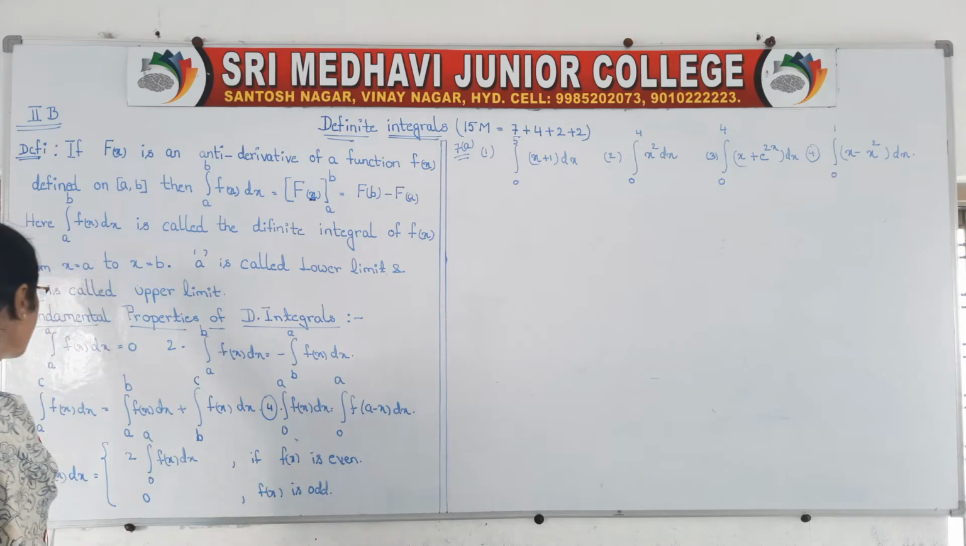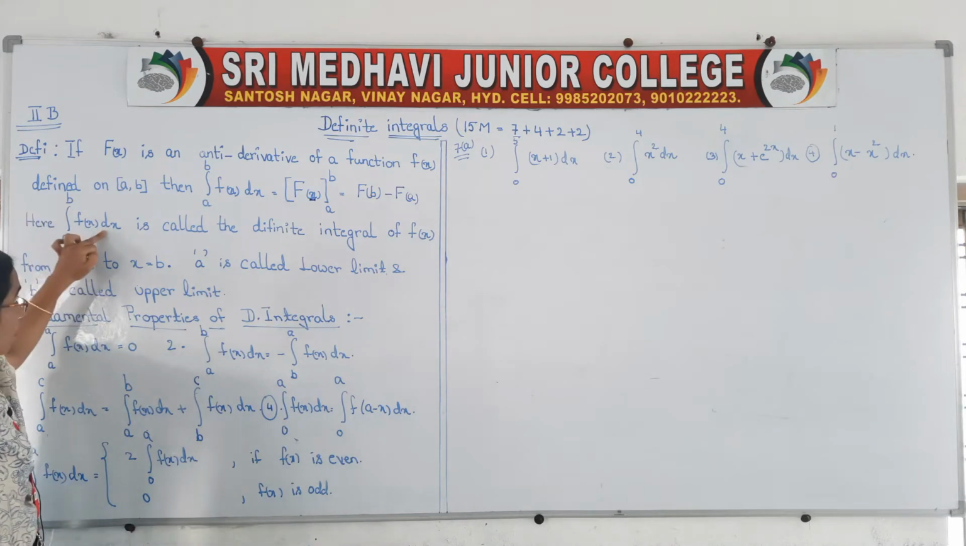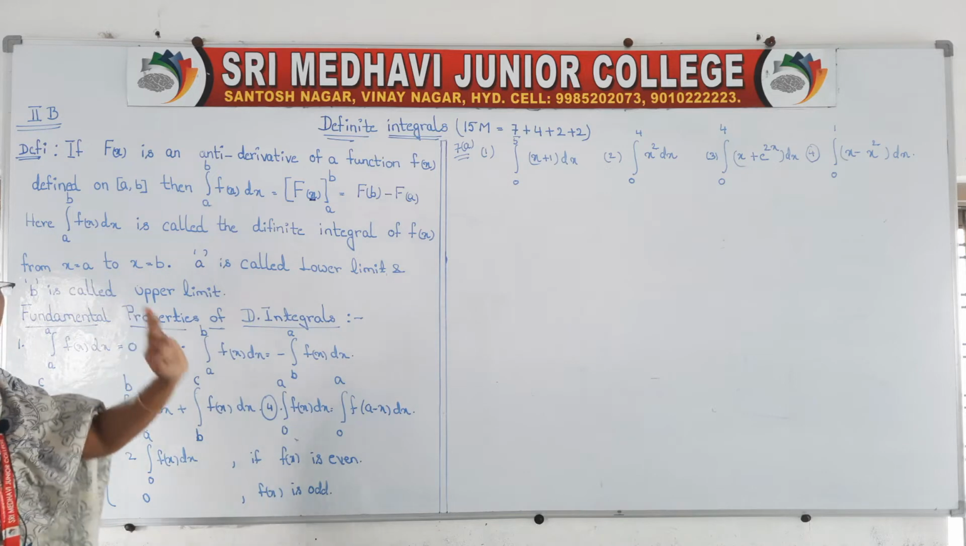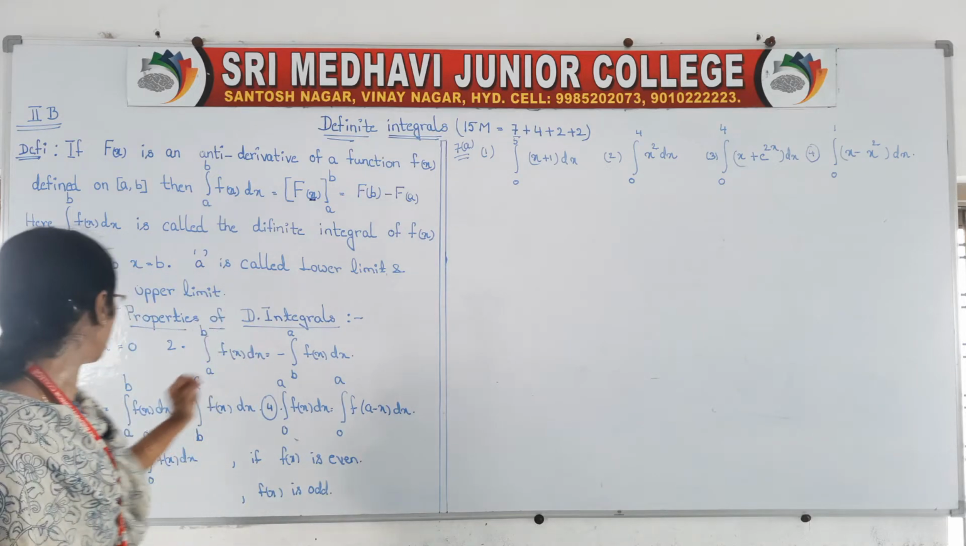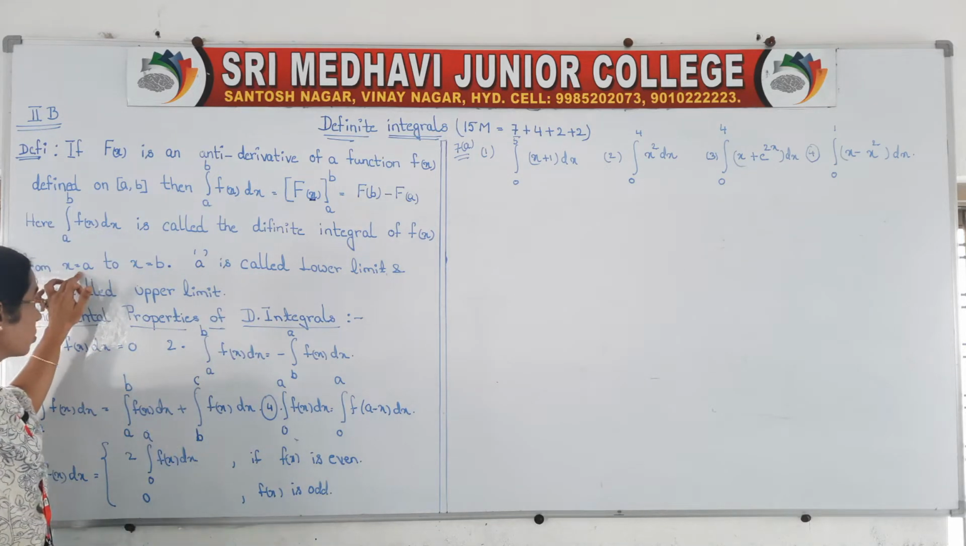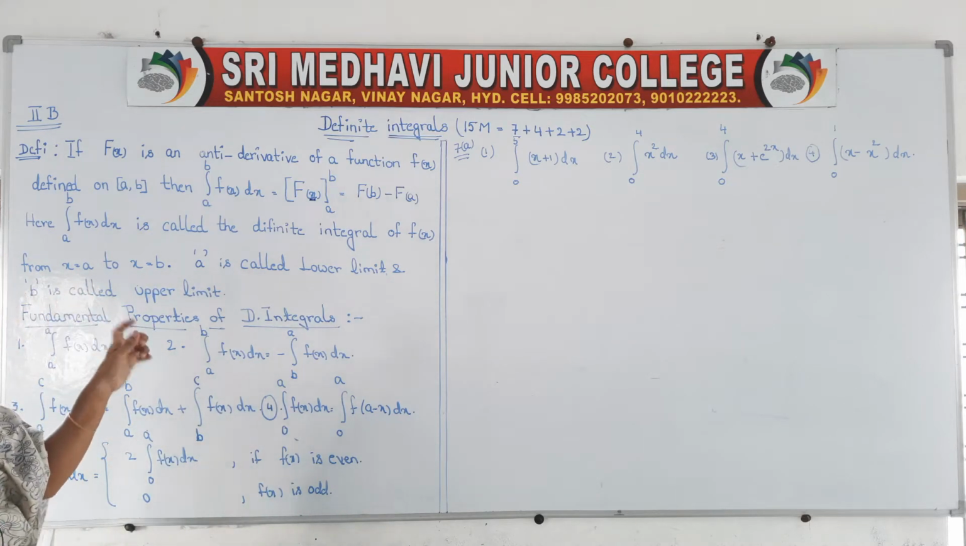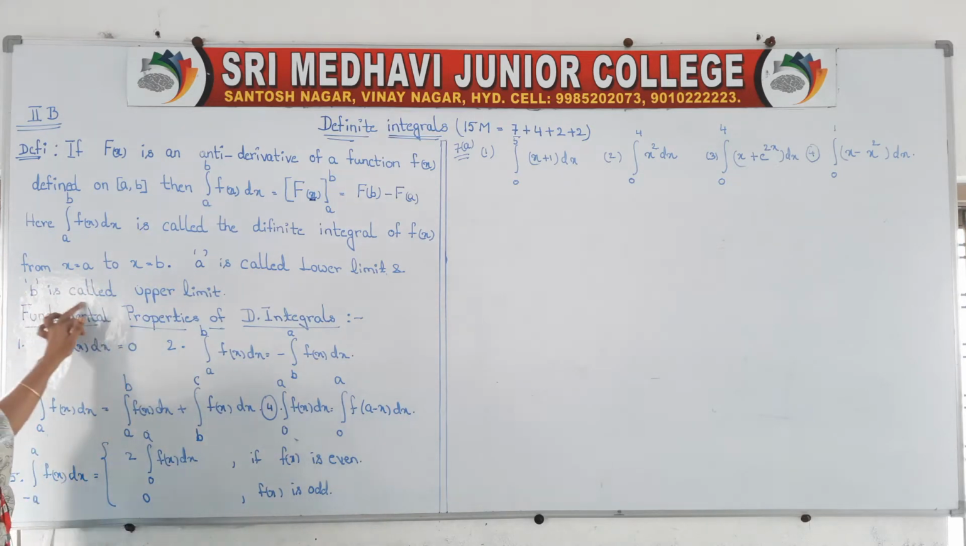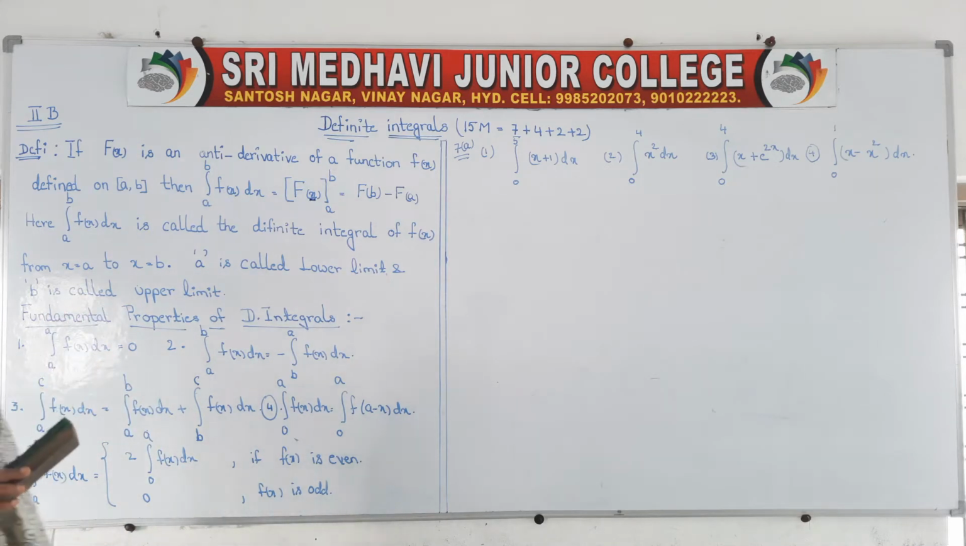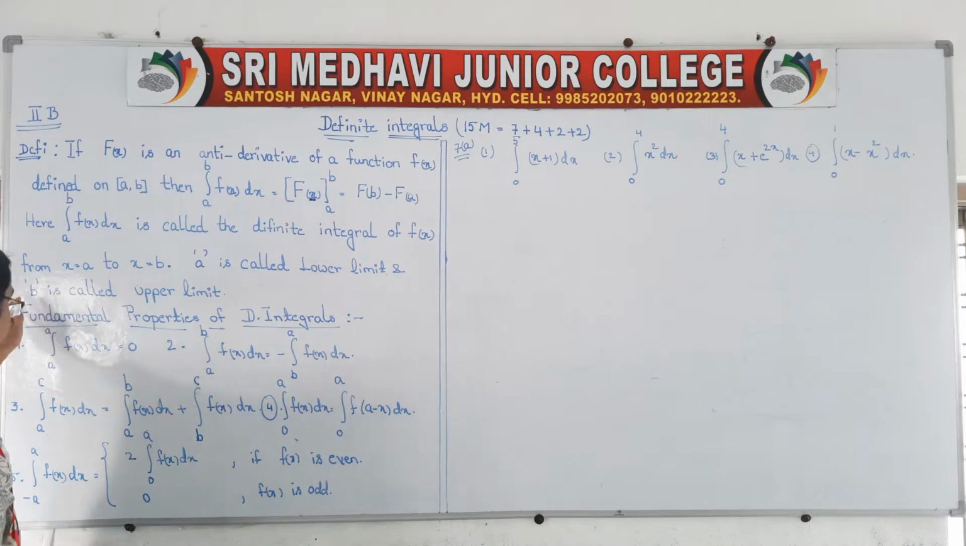Okay, so here integral a to b f of x dx is called the definite integral of f of x from x is equal to a to x is equal to b. So a is called the lower limit and b is called the upper limit. Small a is called the lower limit and b is called the upper limit.